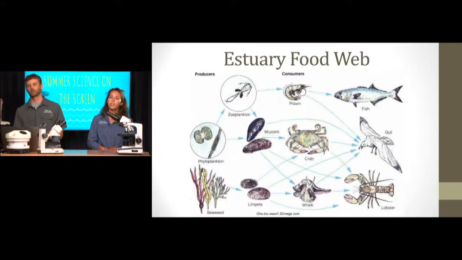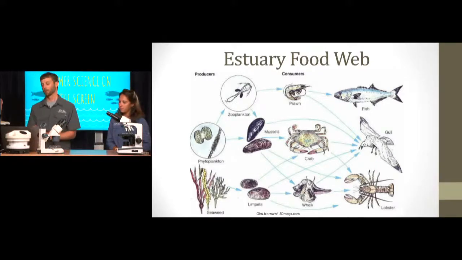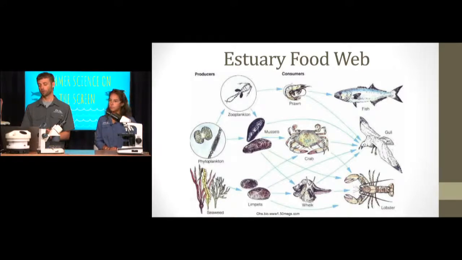We talked about animals that live in it already, and so I wanted to show you a food web. A food web shows how the different animals may impact other animals within the system. Today we're going to talk about a few specific animals that are really important for the basis of the food web. But all the animals within the food web interact with each other.